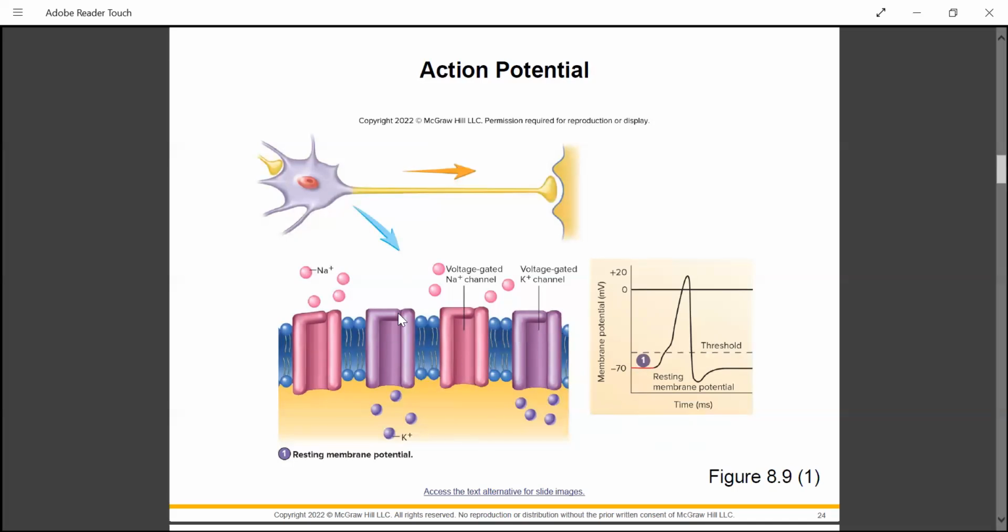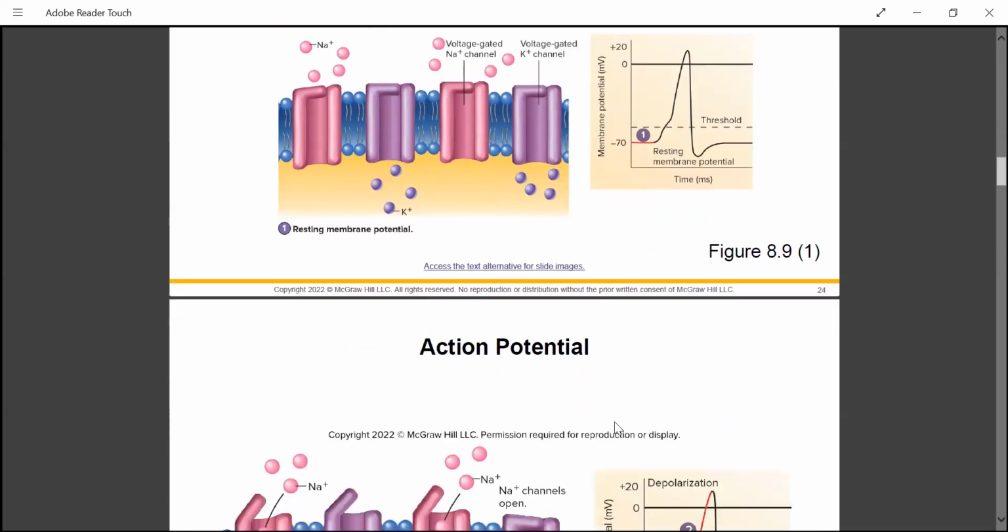Our sodium and potassium channels are all closed. We have a high concentration of sodium outside the cell and a high concentration of potassium inside the cell. So this is our resting membrane potential.